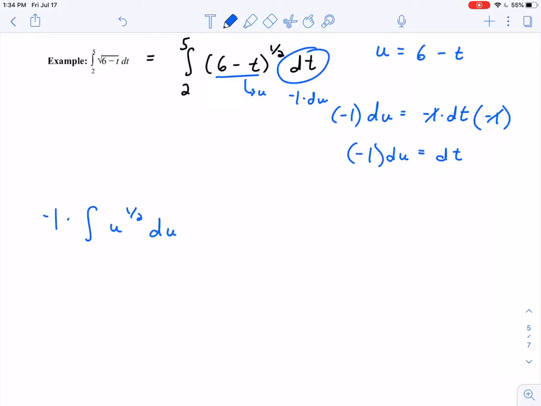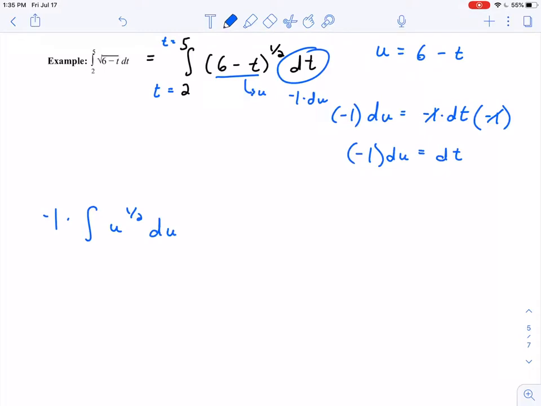Here's where our two methods of evaluating these definite integrals with substitution are going to start to change. The way I prefer to do them is I'm going to look at my lower limit of integration and my upper limit of integration, because right now these are actually in terms of t. This is t equals 2 and t equals 5. I'm going to take those and rewrite them so that they're in terms of u.